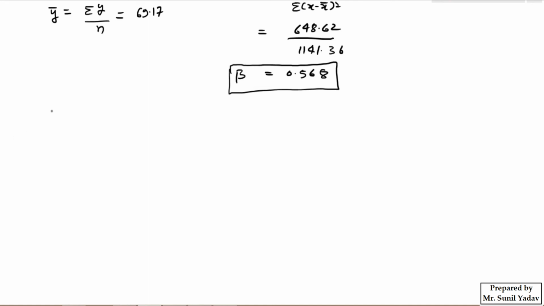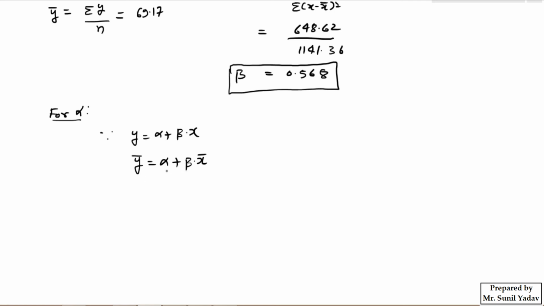So for alpha, since already we know that y is nothing but alpha plus beta into x, we'll take mean on both sides. If I take the mean on both sides, it will be y bar equal to alpha plus beta into x bar will come, right? What we are doing over here, we are taking the mean on both the sides, so alpha will be alpha and beta will be the beta because it is a constant.